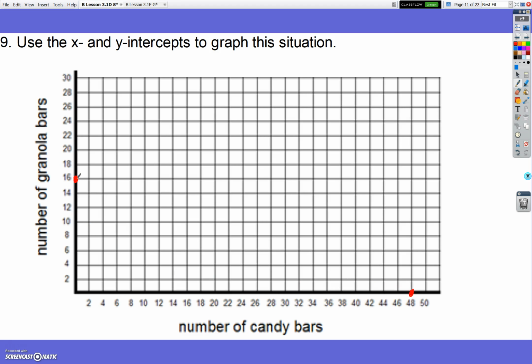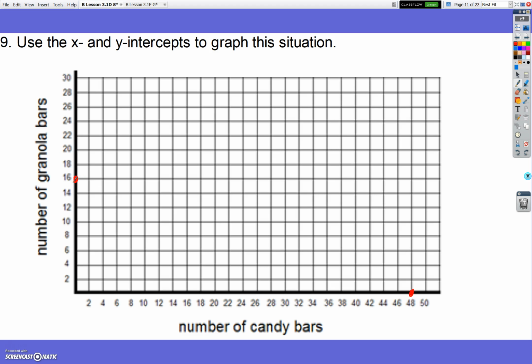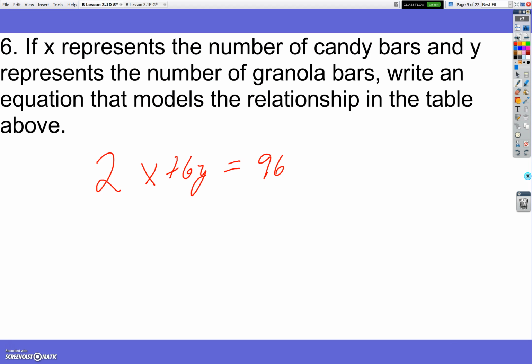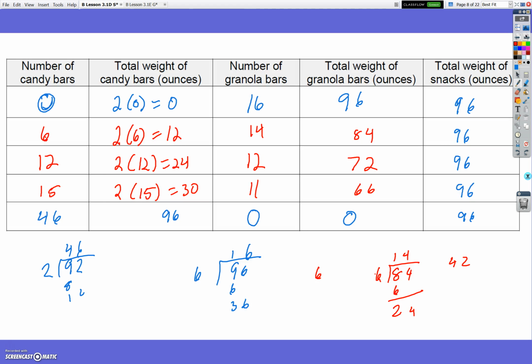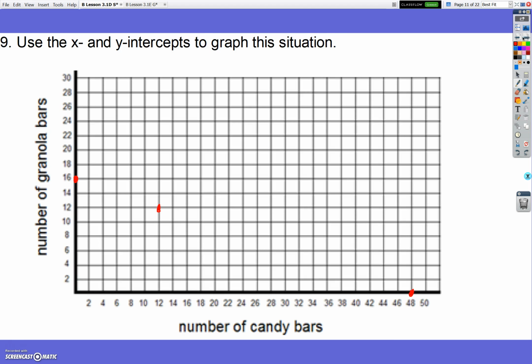I want you to notice that I just labeled the x and the y intercept, because that's going to help us on the next lesson. And my other possibilities that I had is I had 12 and 12. The other possibilities, let's look at my other 2 points. I had 6 and 14, 15 and 11. So 6 and 14.